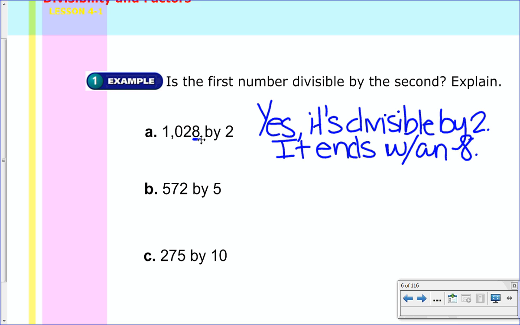Now your job is to do B and C. You have to decide, is 572 divisible by 5? Yes or no, then explain. And then do C, 275 by 10. So go ahead and do that now, or pause me and then do this.